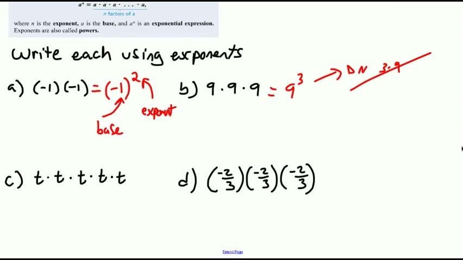Right here, there are 1, 2, 3, 4, 5. So you multiply t by itself 5 times. So it's t to the power of 5. Right here, -2/3 is multiplied by itself 3 times. So we have -2/3 raised to the power of 3. Okay. Let's look at example number 2 now.